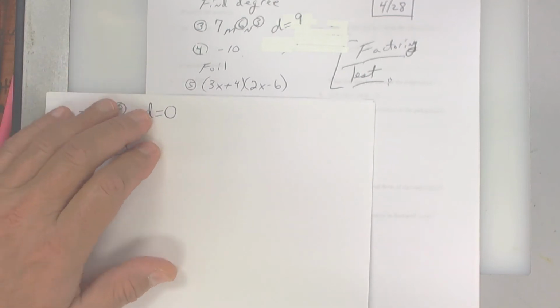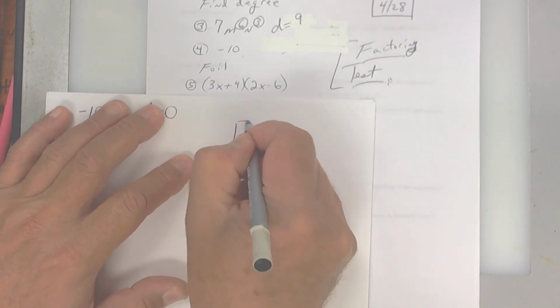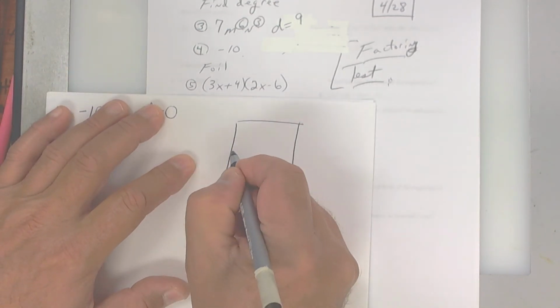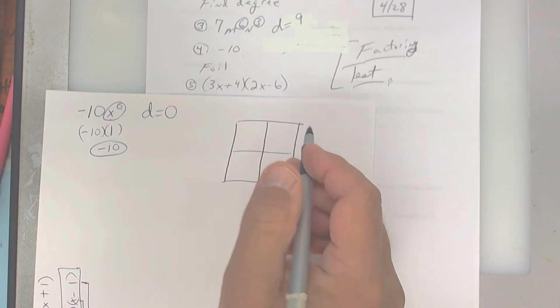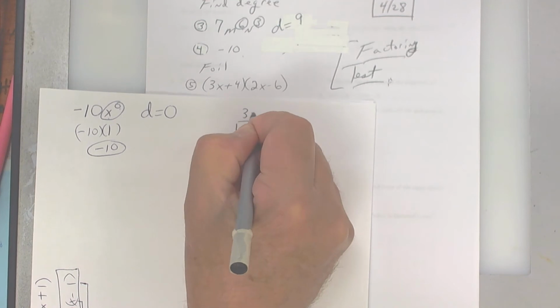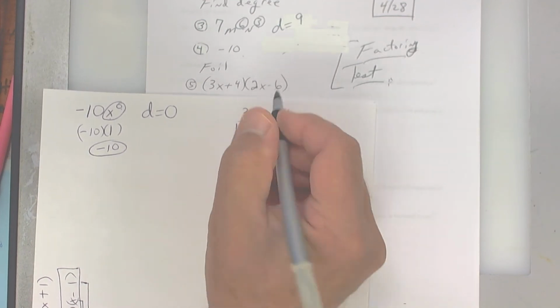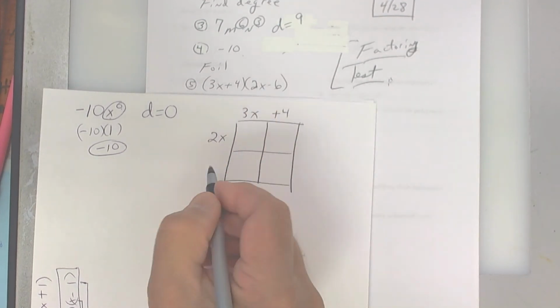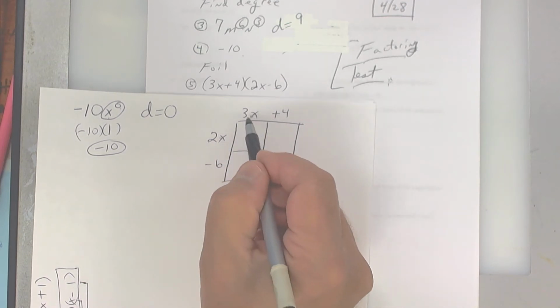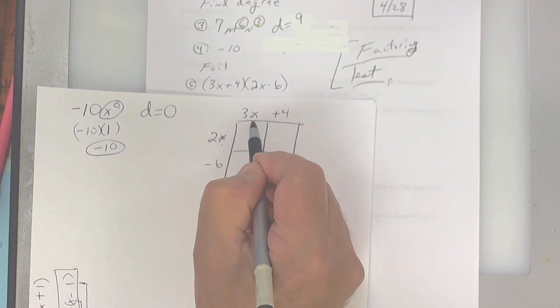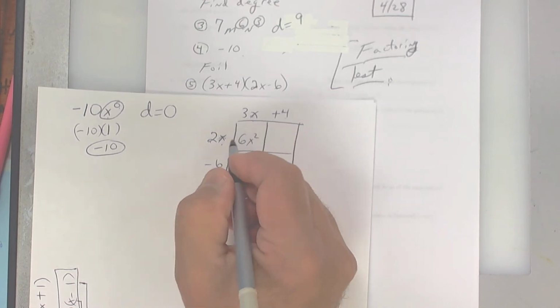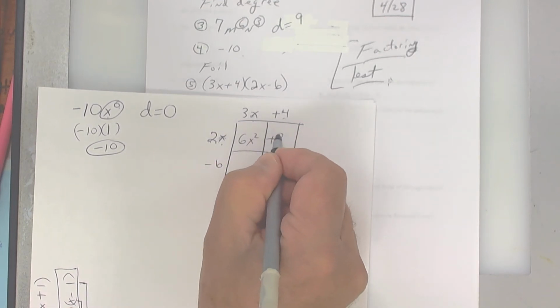This one right here, you're going to do FOIL. Let me show you a new way to do FOIL. Draw this square, just like that, like a window, and then put the 3x here, and then put the plus 4 there. Put the 2x here, and then put the minus 6 here, and then multiply this and this and that and that. So this times this is going to be 6x squared. This times this is going to be plus 8x.